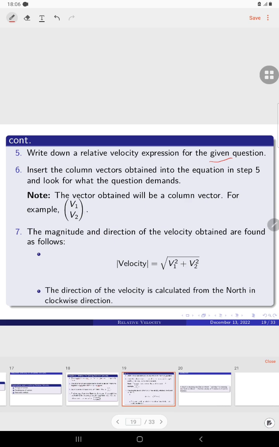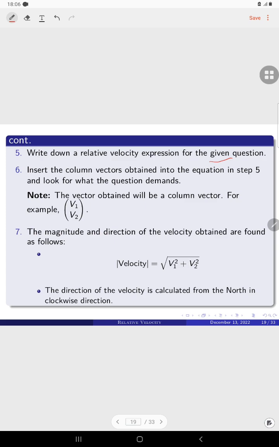If you have a column vector, for example, like this, then finding the magnitude and the direction becomes so simple. The magnitude will be, of course, this. Then for the direction, you draw the cardinal points, then you calculate it from the north. Let us pick an example. I'm going to use an example to explain these steps I have for you. Okay? And you are going to love it.